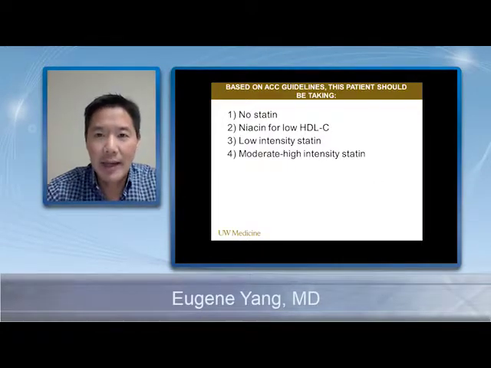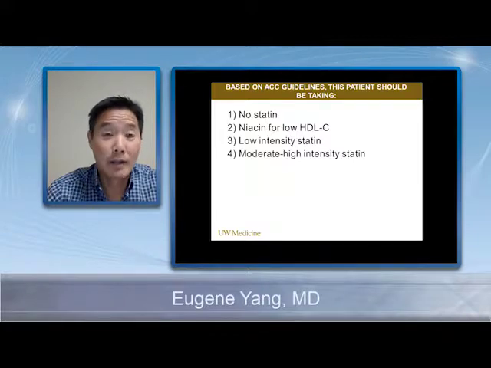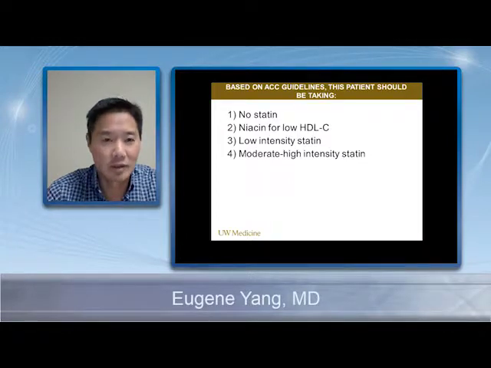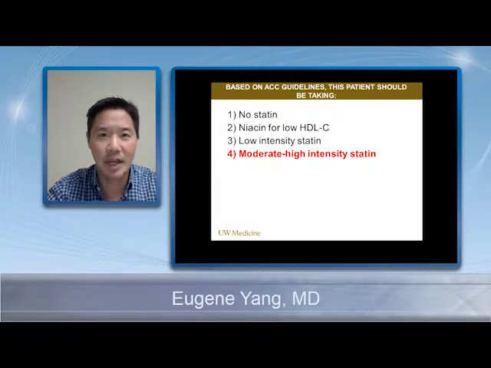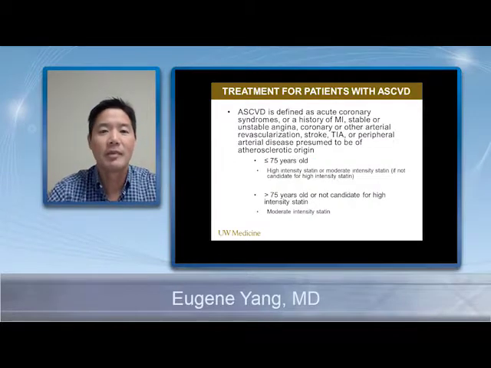So if we look at the current guidelines, the recommendations are: 1, to not treat him with a statin; 2, to add niacin for low HDL cholesterol; 3, to start low-intensity statin therapy; and 4, to choose a moderate or high-intensity statin. And based on the current guidelines, the recommendation for this high-risk patient is moderate or high-intensity statin treatment.